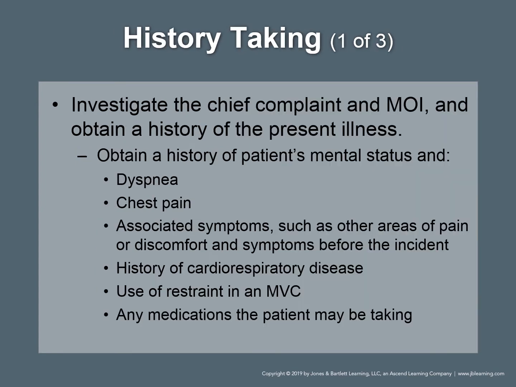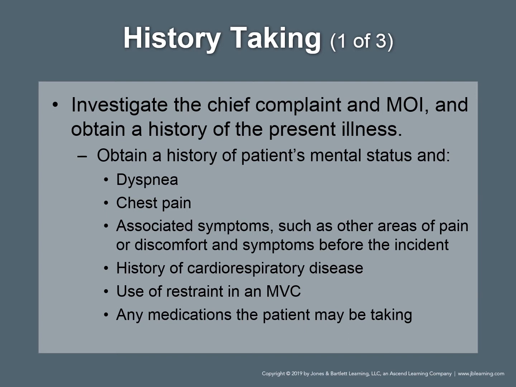All right, so as part of your assessment, you have to do the history taking aspect of it. You want to make sure you investigate the chief complaint, try to figure out what your mechanism of injury is, and get a history of the present illness. What's going on is what you're trying to figure out, and what happened.